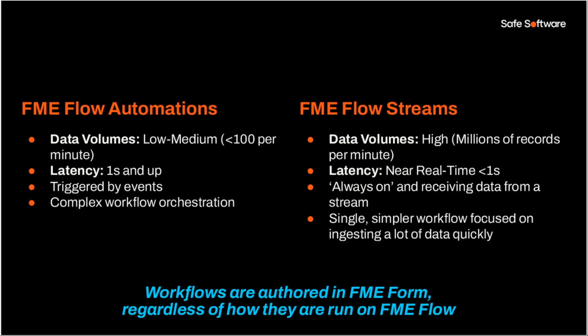FME Flow Streams, which is another product component of Flow, is very well suited to high data volumes. So if you have millions of records per minute coming in, and you want really responsive near-real-time processing, then you need to focus on using FME Flow Streams. FME Flow Streams is always on, and it's receiving data from the stream. That's where you get the low latency from. Because you can handle that much higher throughput, it does mean that the workflow you can build is a little bit more simple than what you can build with automations. Now, the really key thing here is that the workflows for both of these are underpinned by FME Form. Matt's going to show you in a second.